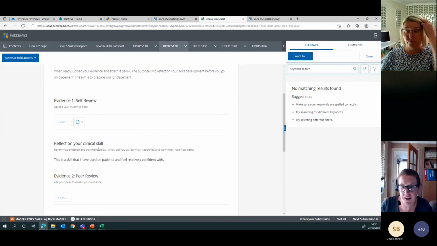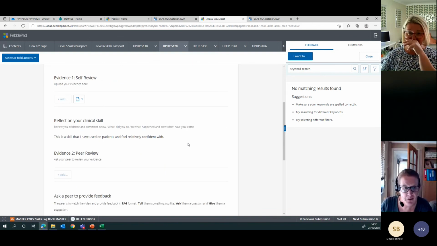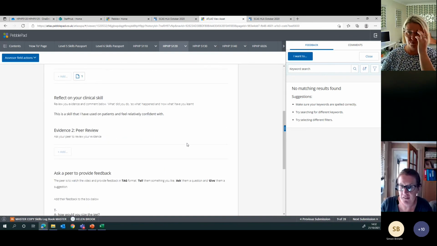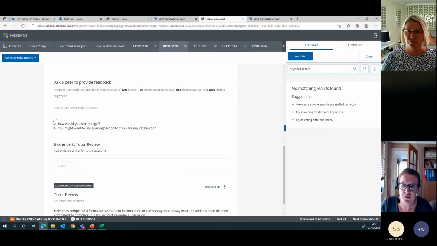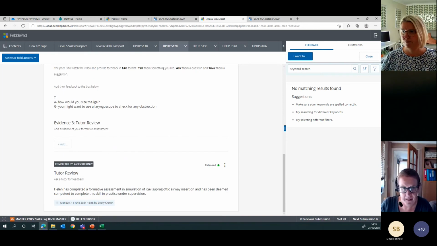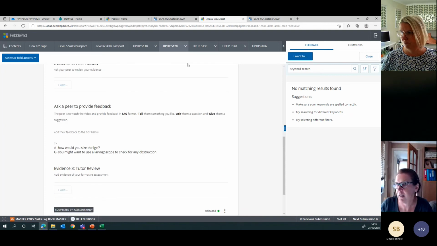What they've then done is reflect on their clinical skill. This person was an AAP beforehand, so it was something they were quite familiar with and they felt relatively confident with that. And then they've used this here to get peer feedback. So it's, the T is tell, the A is ask a question, and the G is some guidance that they might give. And then as a tutor, I've gone in and basically said that this student has completed a formative assessment and they're deemed competent in that skill. So that's kind of what they're evidencing at university.